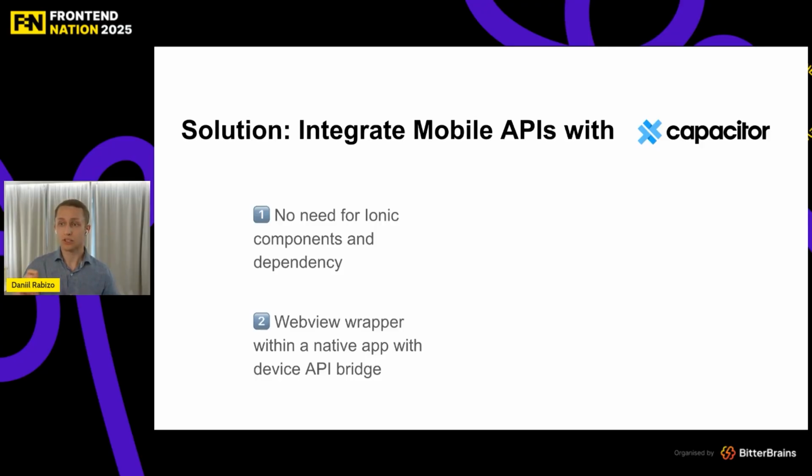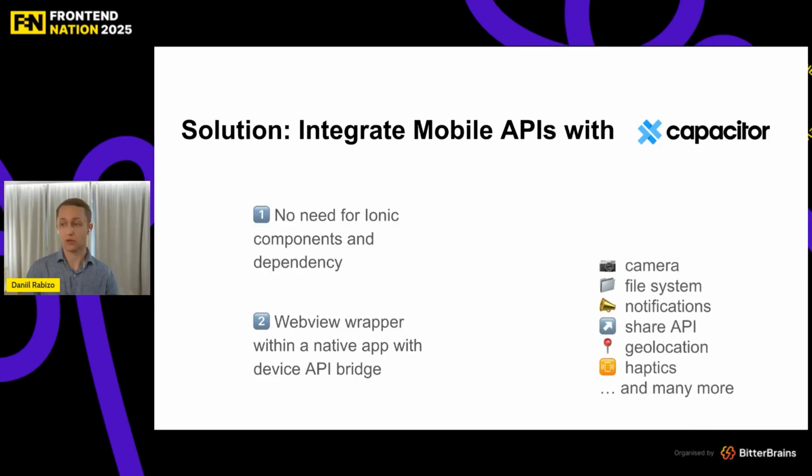So when we integrated Capacitor, there was absolutely no need for Ionic components and no need for the Ionic dependency, because Capacitor is basically just a web view wrapper within a native application, and it provides you a bridge to the device API. It means you can trigger features like camera, file system, notifications, geolocation, and many, many more.